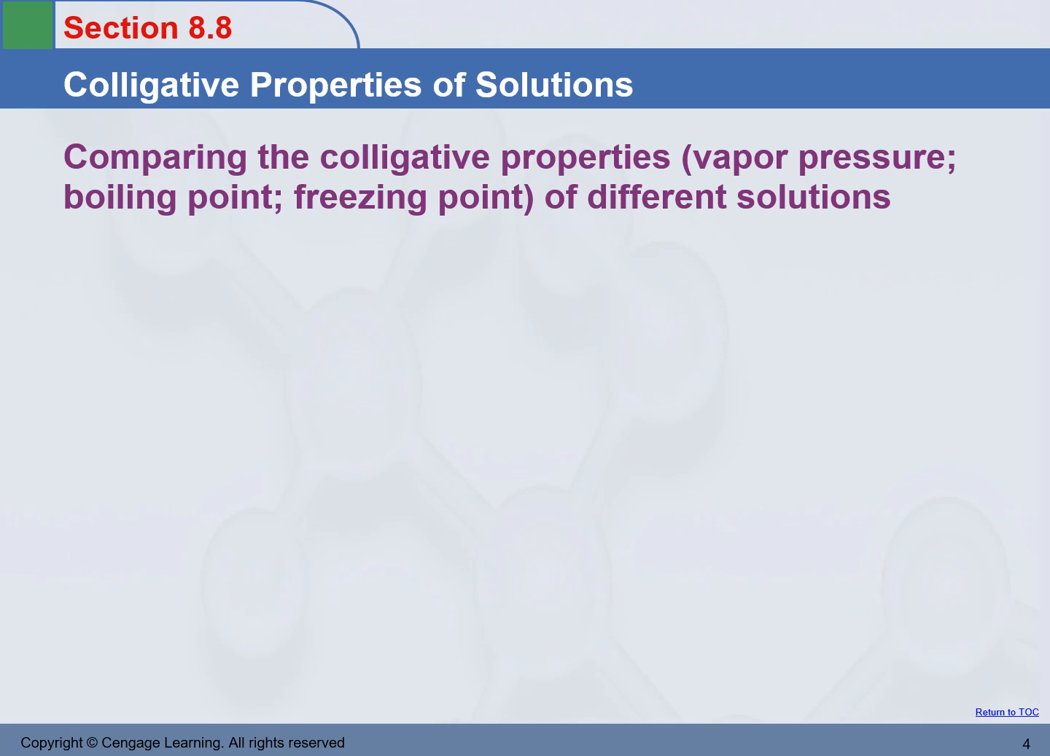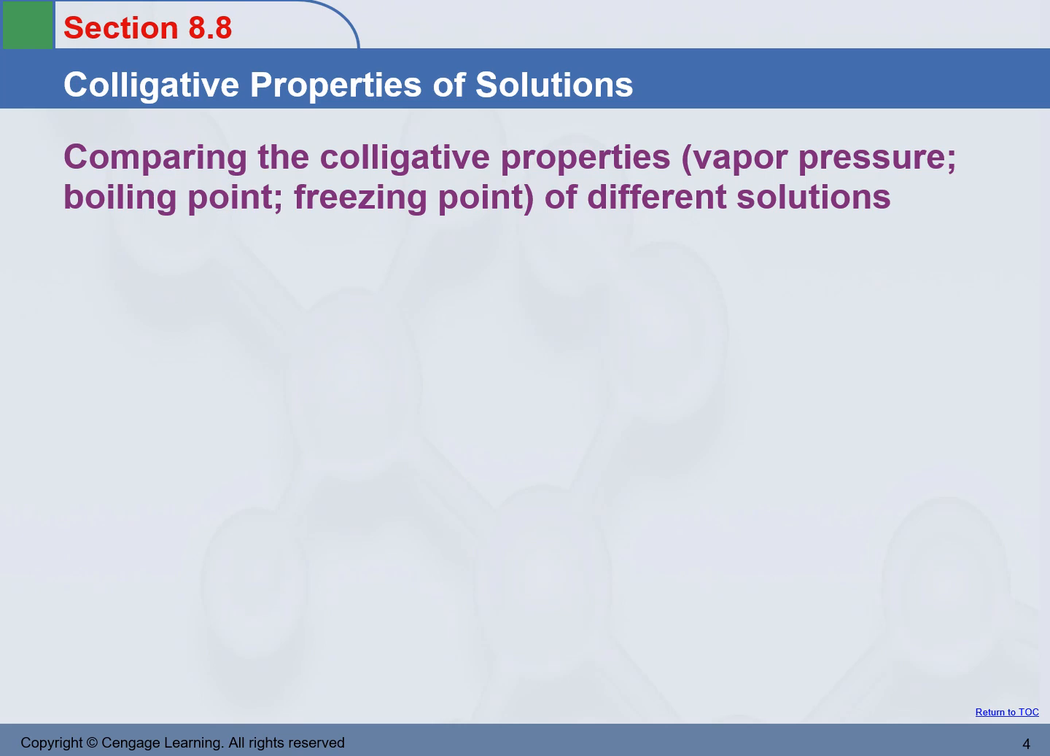All right, we have explained 3 out of the 4 colligative properties. The last one, osmotic pressure, will be the topic of the next episode. Now let's look at how we utilize these properties in the real world or in question solving.